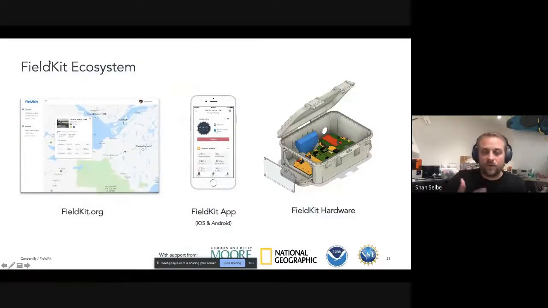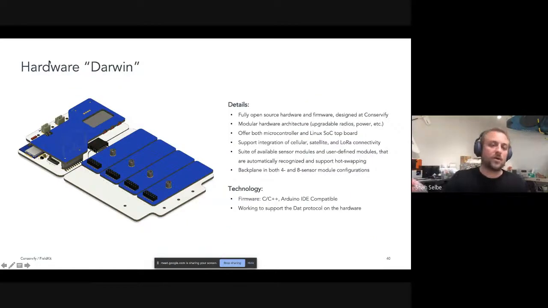So what FieldKit is, first of all, it's completely open source. So anything I talk about here, anyone who's listening can take this, can modify it, can create their own version, can do whatever they want with it. But we're building FieldKit as three things. We have a data visualization website, an app, and a bunch of hardware we're creating. So first I'll talk about the hardware.